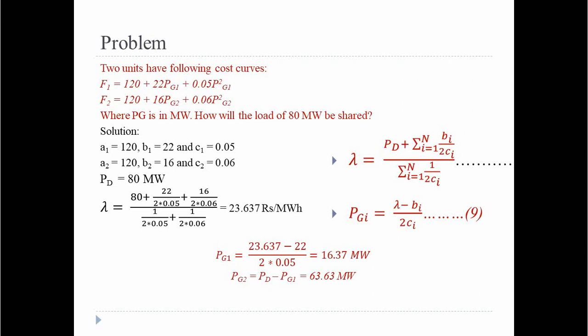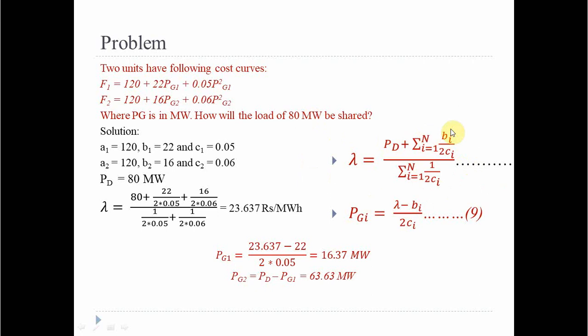So coming here, we have two units which have the following cost curves. F1 and F2 values are given. This 120, 22, 0.05 are your A, B, C values respectively for the first unit. Similarly, the A, B, C values for your second unit will be 120, 16 and 0.06. Now for these values, you have to calculate PG1 and PG2 such that the total load is 80 megawatt. So PD is equal to 80 megawatt.